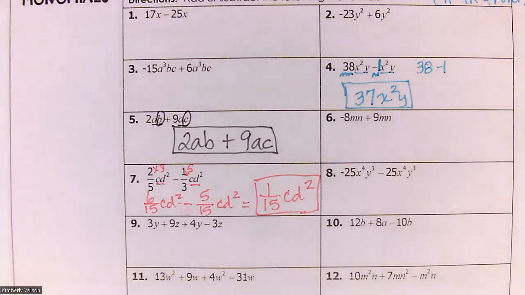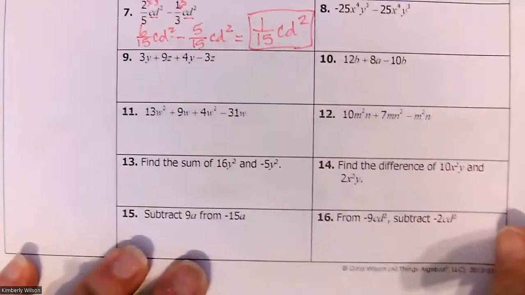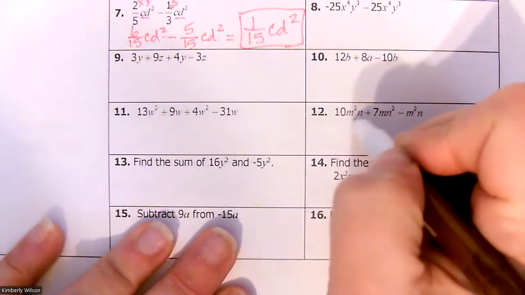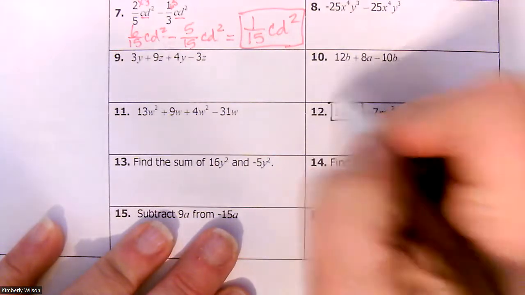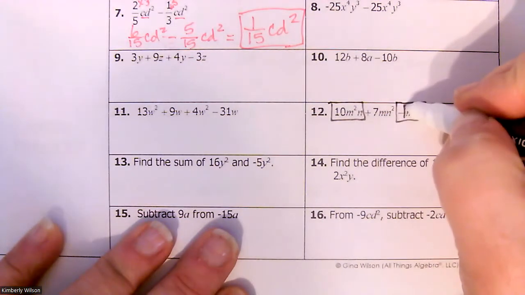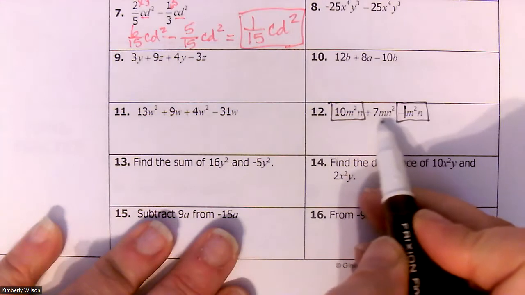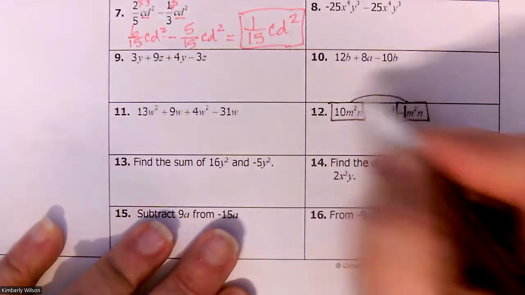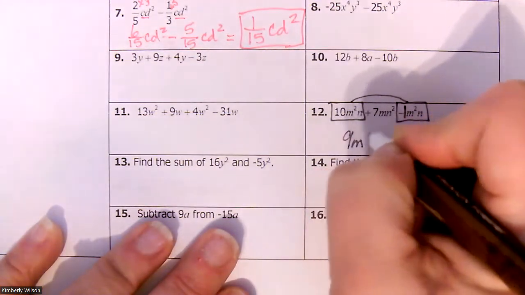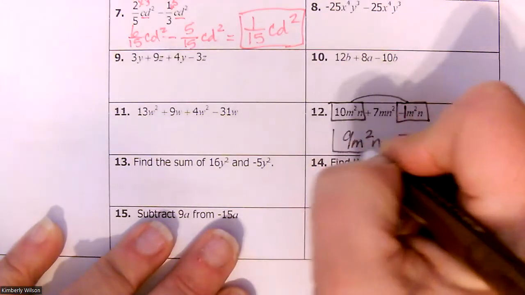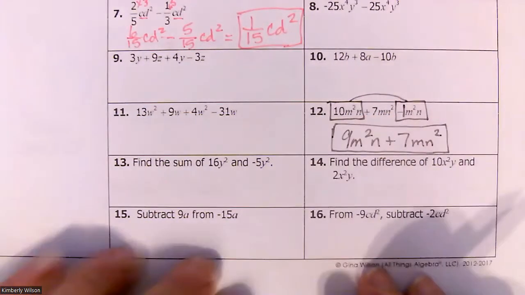Next, we're going to jump to number 12. Now here I've got more than just two terms. So I'm looking at all of them, and I'm going to see that 10m squared n goes with the negative m squared n, which, remember, that's understood to have a 1. This one is completely separate and different. So I'm just going to combine these two. So 10 minus 1 is 9. So I have 9m squared n plus 7mn squared. This is my final answer.